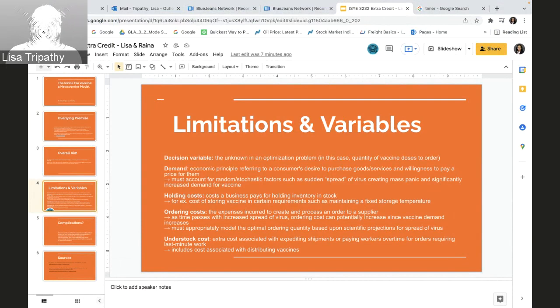And then you have the holding costs, which, like Reina mentioned, for example, means keeping it at a stored temperature. Then you have the ordering cost, so that's how much the government will have to order from certain drug companies, and there can be various ones who are offering it. And the understock cost, which is like the shortage, so how much longer it would take for the rest of the population to get vaccinated.